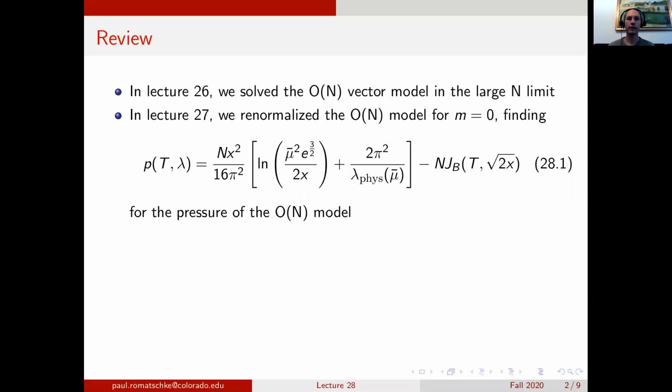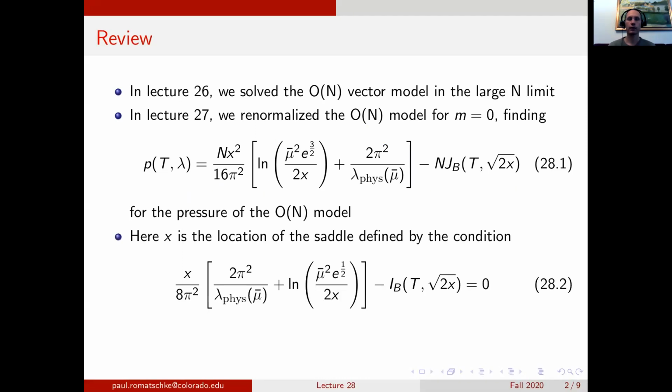We performed the renormalization of the O(N) vector model for zero mass in the last lecture, finding the result for the pressure that's reproduced here in equation 28.1. The parameter x appearing in this equation is to be determined non-perturbatively from the saddle point condition reproduced in equation 28.2. In this lecture, I want to evaluate the result for the pressure at finite temperature using the non-perturbative solutions of the saddle point approximation.